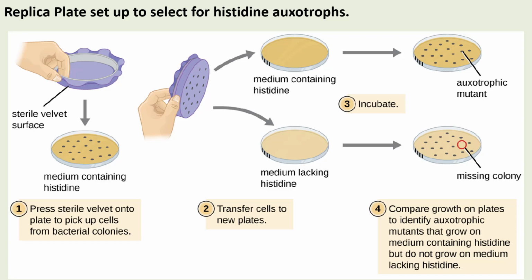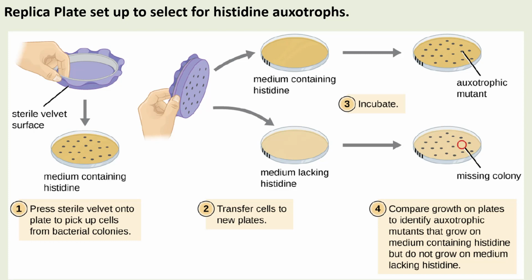Now these 2 plates in step 2 are then incubated to allow the bacterial colonies to grow. And at that point, the patterns on both plates will be observed, and they should be the same pattern as that shown in step 1. Now if a colony is shown to grow on the plate that has histidine, but does not grow on the plate that lacks histidine, as shown here in this red circle in step 4, we are going to label that organism as an auxotroph.